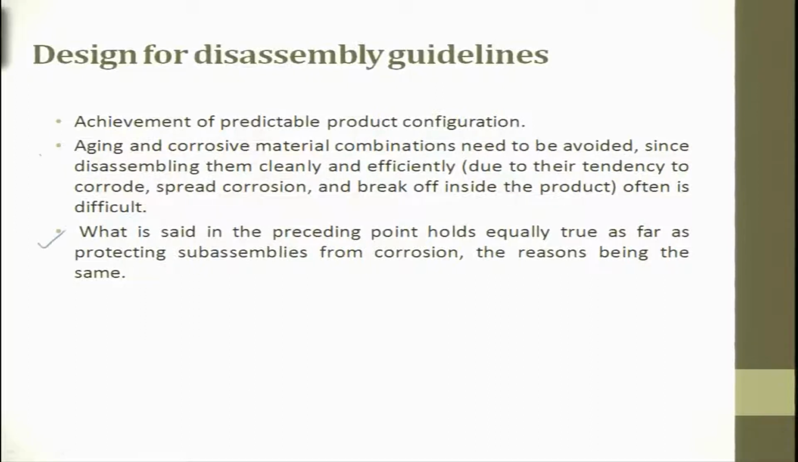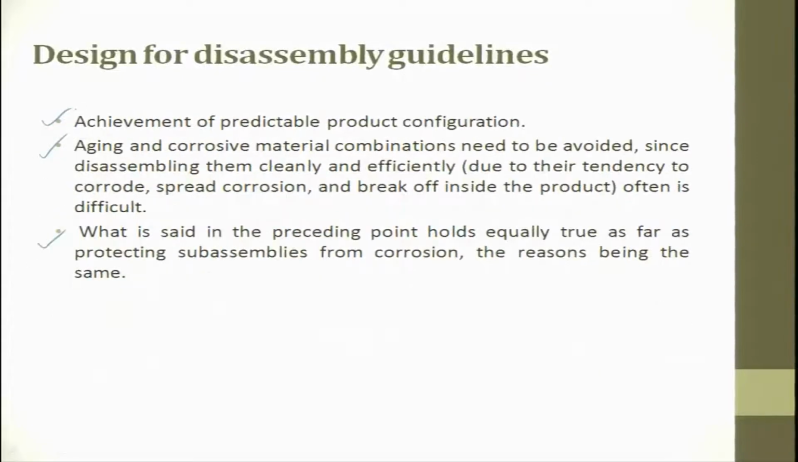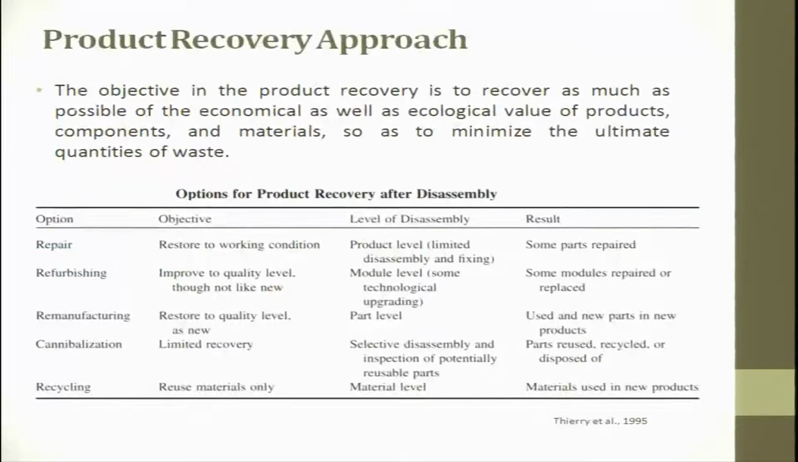So, these are some of the design for disassembly guidelines. Minimize assembly work, similar elements should be joined together, material variability should be reduced, as far as possible compatible materials should be used for disassembly, then harmful materials should be avoided, and if you are still having a harmful material, it should be easily accessible to remove. Then achievement of predictable product configuration should be there, and aging and corrosion are also talked about.